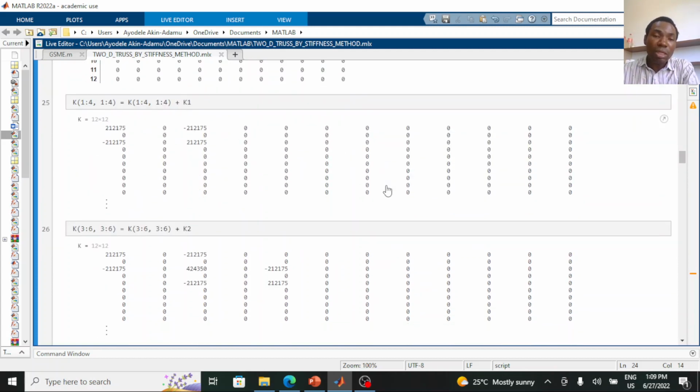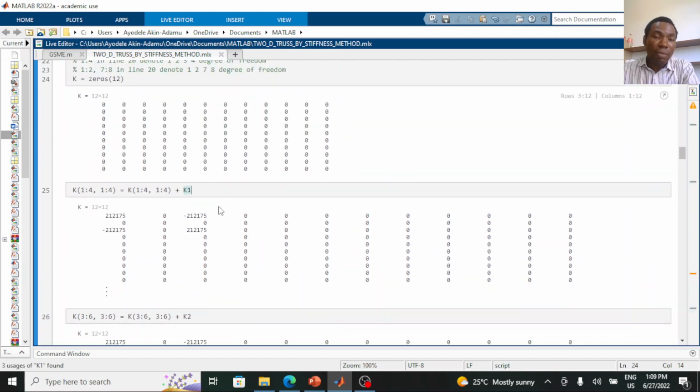To this base matrix, we need to add our local stiffness matrix. For element 1, I'm adding K1 to the base matrix. This is done using this MATLAB line of code. I explained this line of code in the first part of this video, so I urge you to go back to that video.